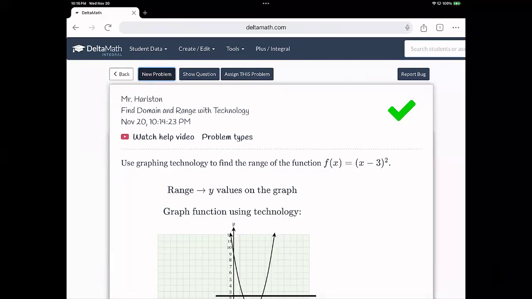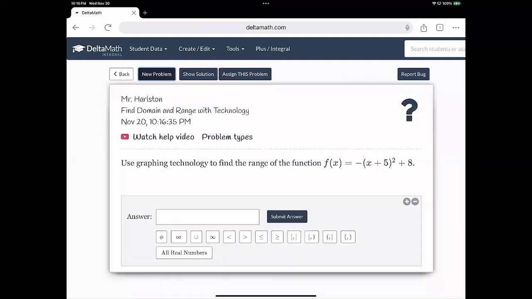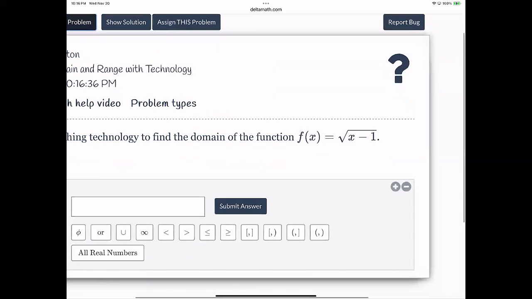Now I need to see if I can find one that has a domain question. So let's see, that's a range. Okay, here's one. So this one is a domain. So we're doing the f of x equals the square root of x minus 1. We need domain. So domain is going to be a set of vertical lines on the very left of the graph and going to the very right of the graph.